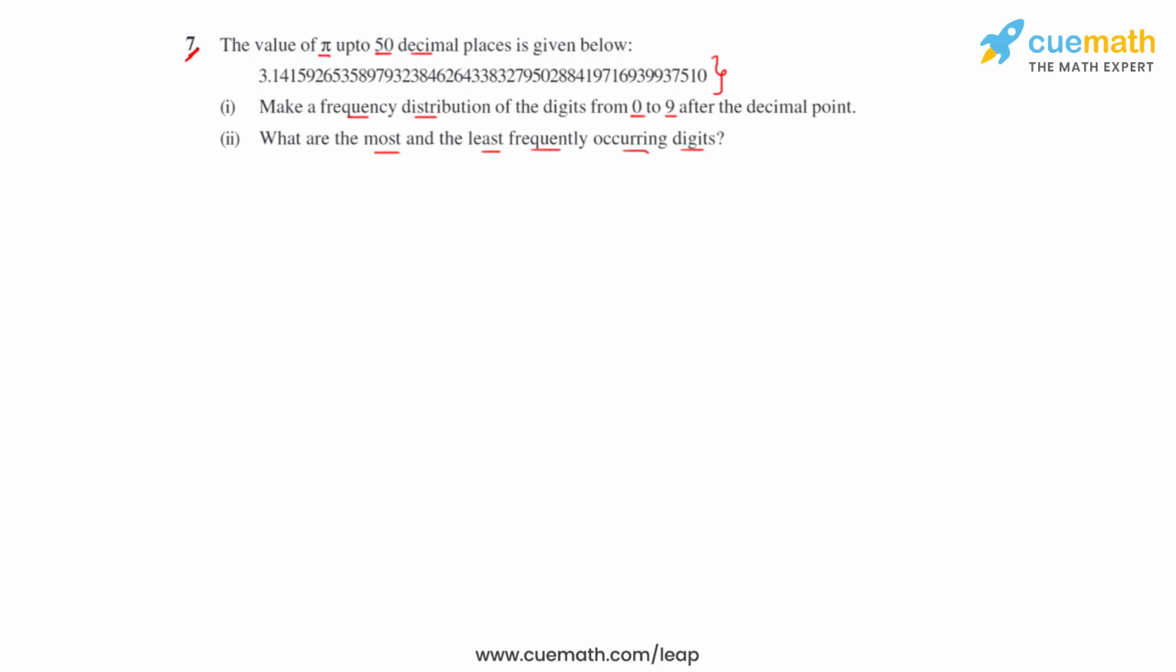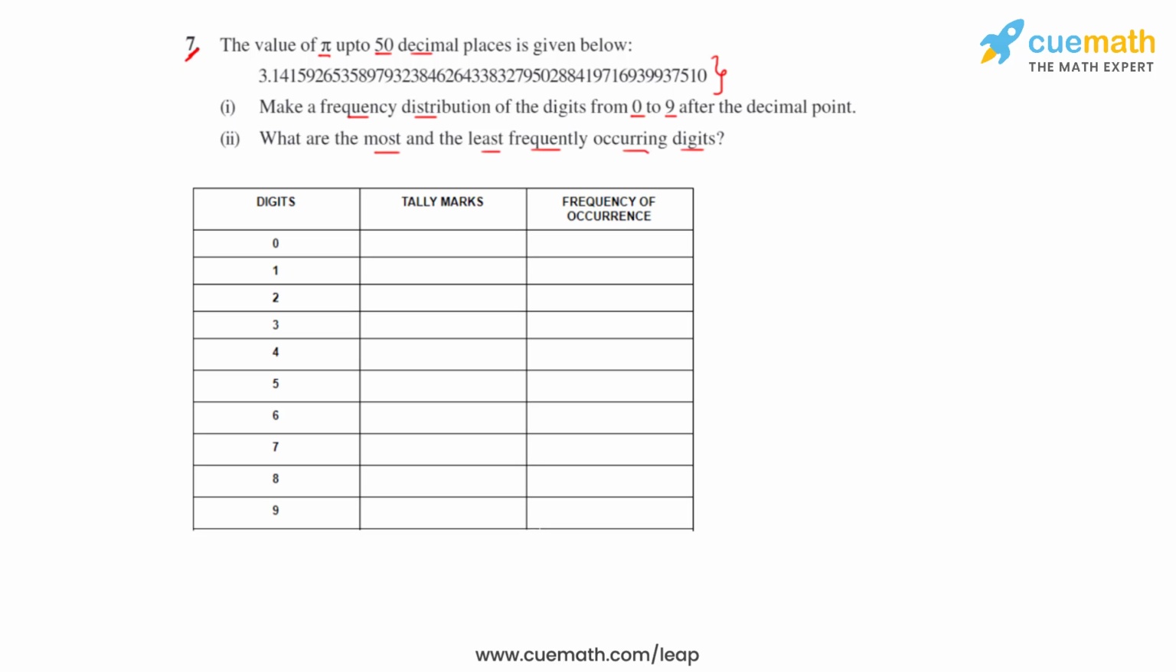So we will first have to make a frequency distribution table of the digits 0 to 9. So this is the table that we make and the digits are already listed. We will have to find how many times these digits are occurring. So for 0, it's occurring 2 times. So we write the tally marks and the frequency.